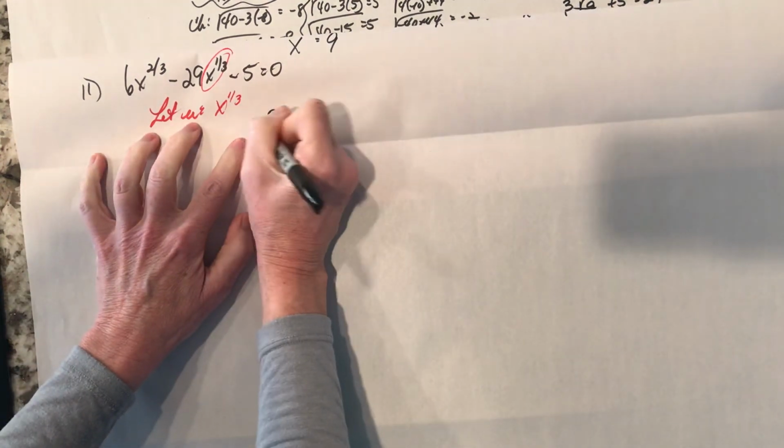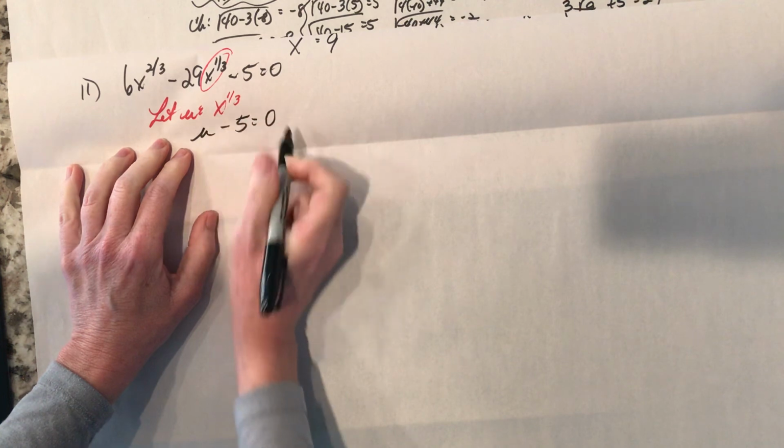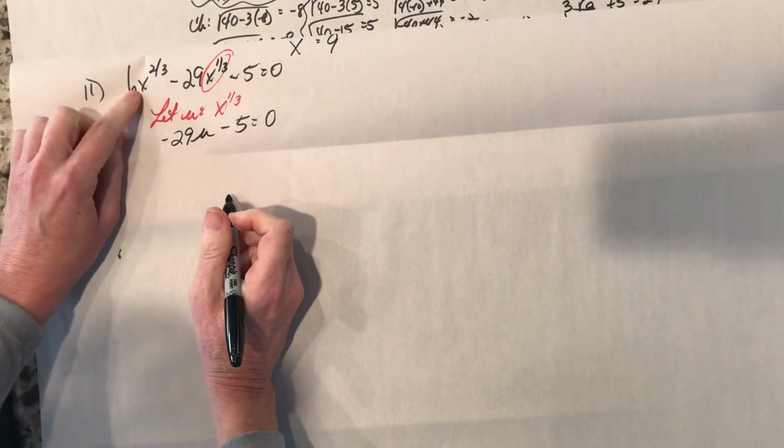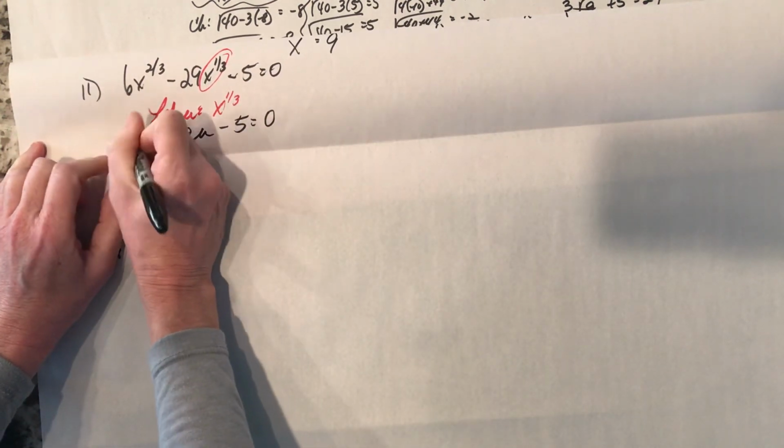Get a 0, get a 5, get a minus. Oh, there's x to the 1/3. Substitute in mu, then a 29 and a minus. This is the square of that, so this needs to be the square of that. So mu squared, and put a 6 up front. Okay, so now it is quadratic. It's got a mu squared and a mu. That's good. We're ready to factor this thing.